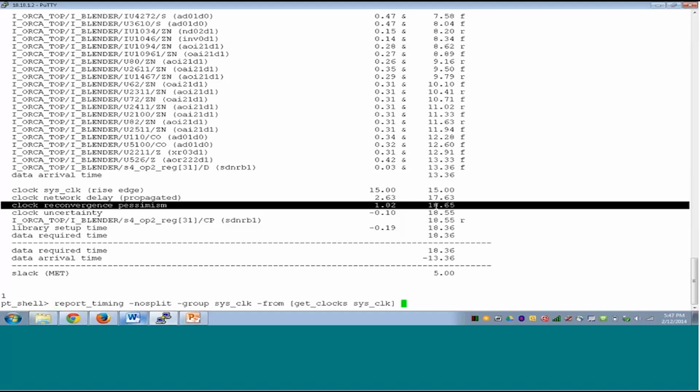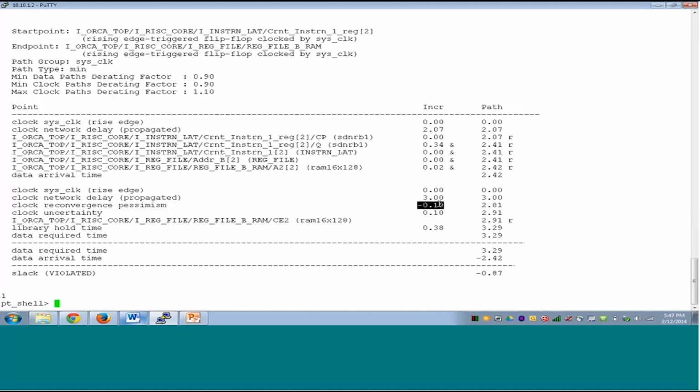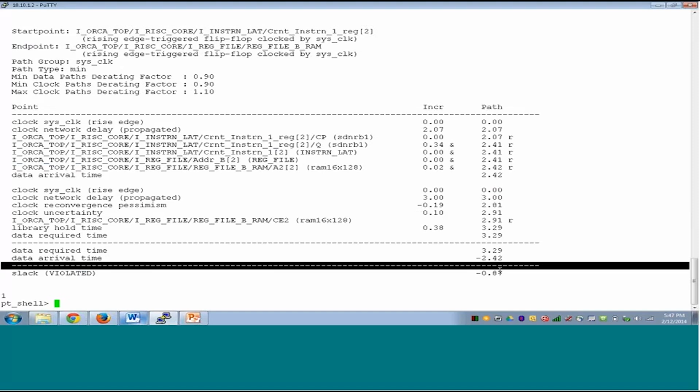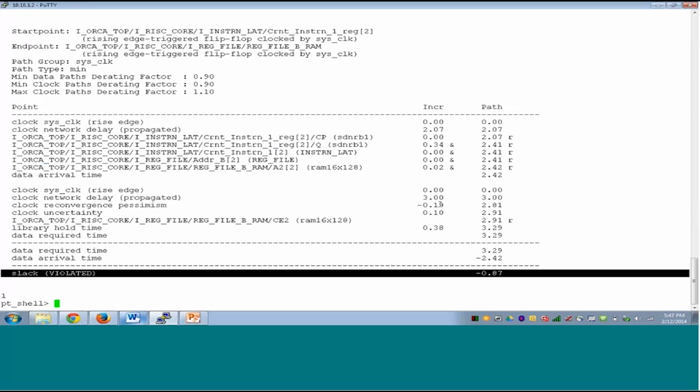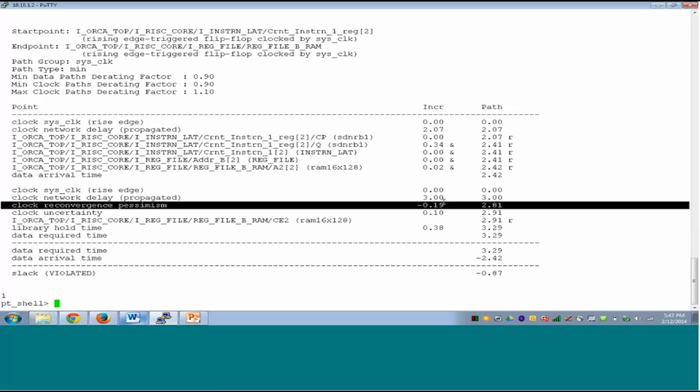I'll do this for hold. The CRPR value will move the capture edge back in time. Anything for hold, if it moves your clock capture edge back in time, is helping you, is giving you credit. If the CRPR was not there, this slack would have been worse by 0.19, minus 0.87, minus 0.19. This would have been the slack if not for CRPR. CRPR is improving the slack by 0.19, right? So this is how you understand CRPR figures.